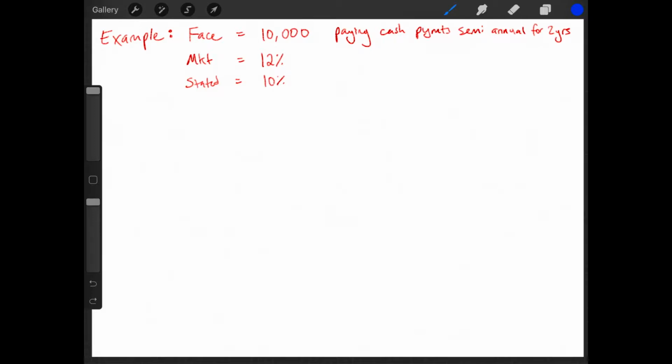So the first thing I like to do whenever I approach a problem is to get my end value as well as my correct percentages for my market and my stated rate as well as my cash flows. Remember that whenever you are given interest rates, they're always given at an annual rate unless stated otherwise. So in this problem, since we know that our cash payments are semi-annually, our end value is equal to the 2 years times 2 semi-annual payments to equal 4.